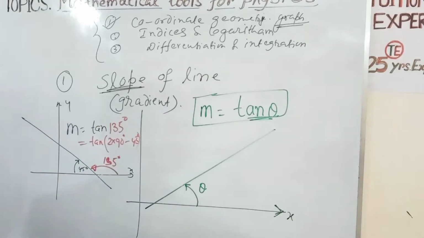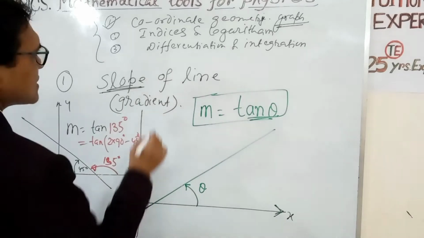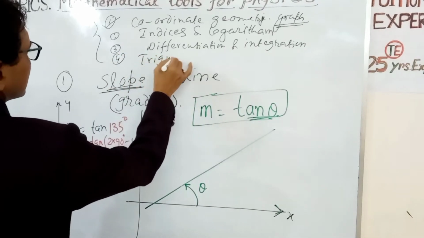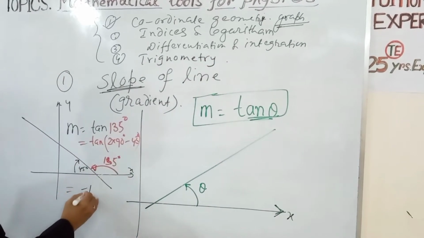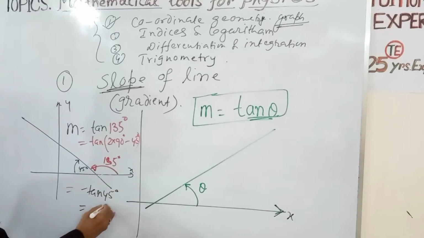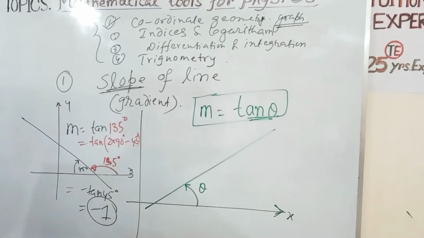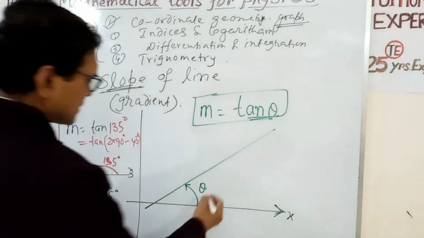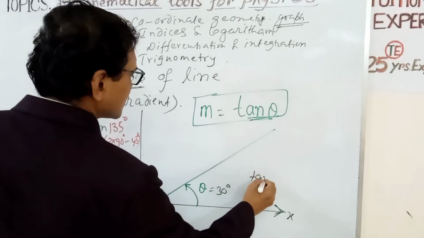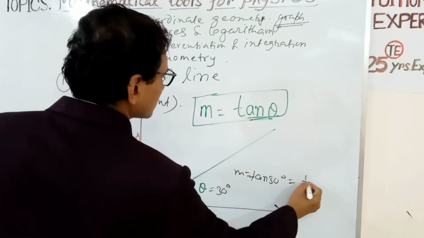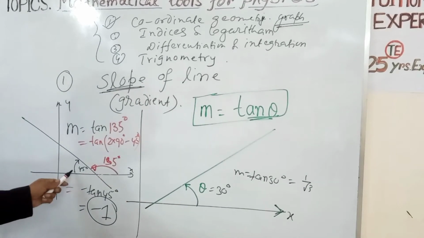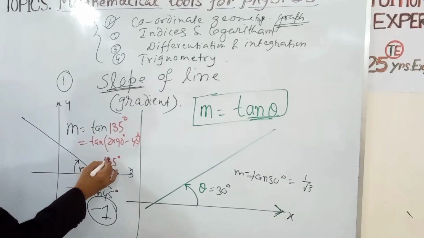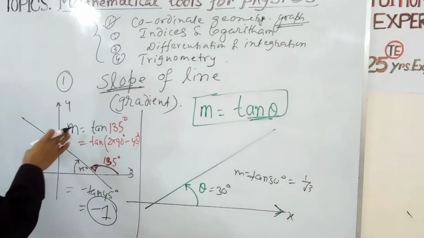This is part of trigonometry, so trigonometry is also required. One class is required for trigonometry. Now this is tan of minus 45 degrees, that is minus 1. So this is the slope. Not tan 45, which is 1. Now if the angle is 30 degrees, we know slope equals tan 30 degrees, that is 1 by root 3. So we always have to take the angle with the positive direction of the x-axis. If this angle is 45 degrees, then we have to take this angle, that is 135 degrees, so tan 135 degrees will be the slope of this line.